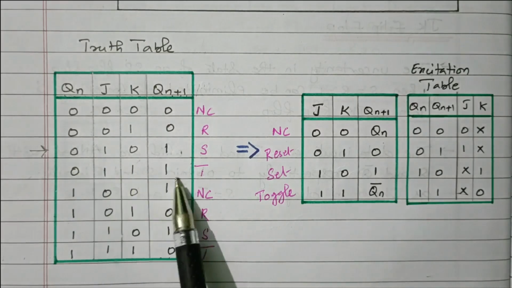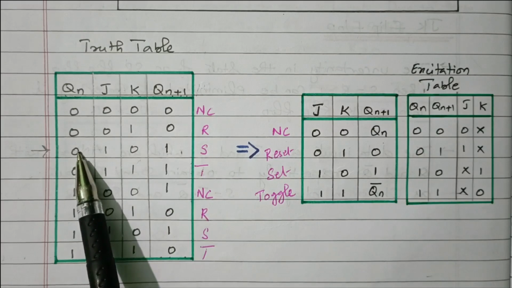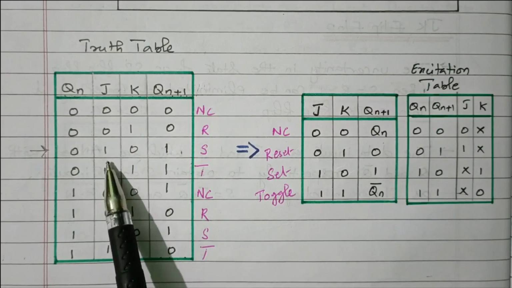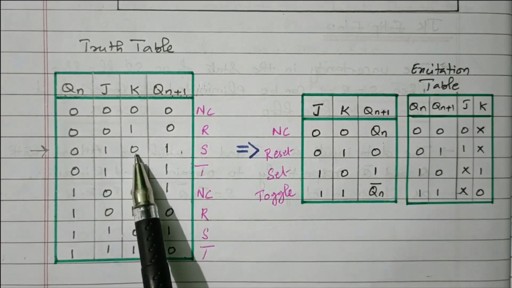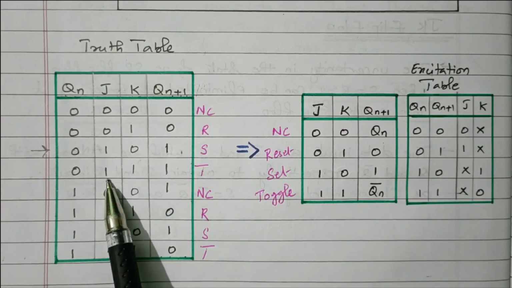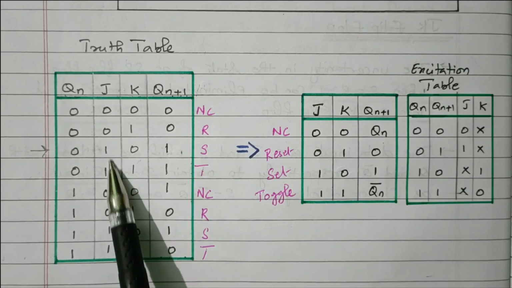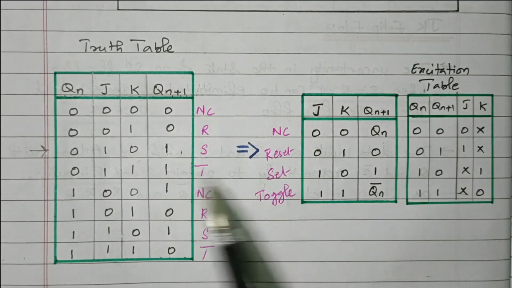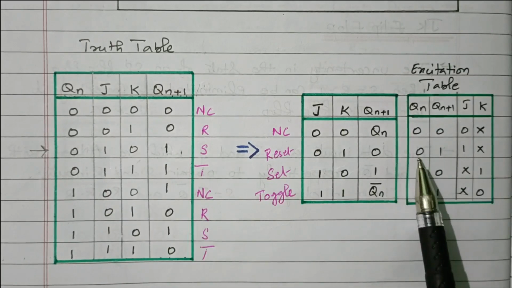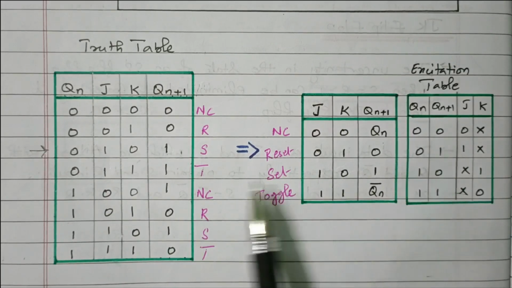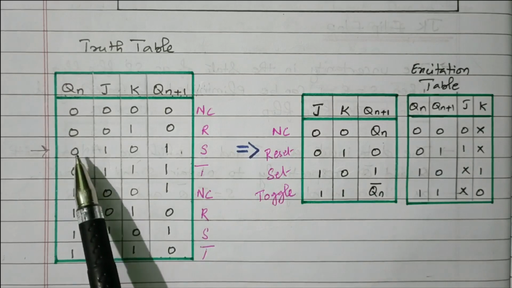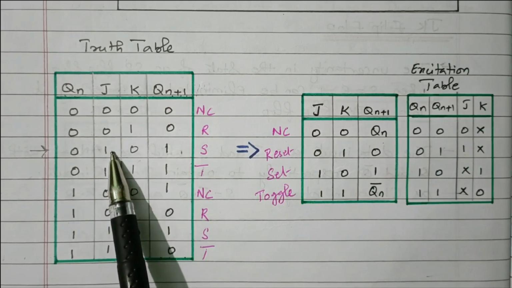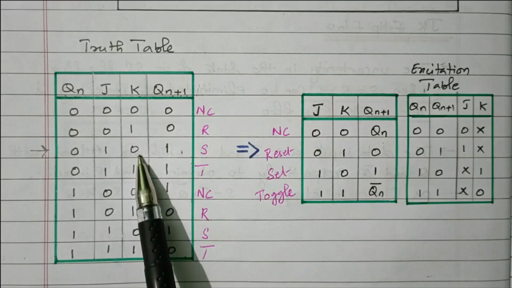0 to 1, 0 to 1, two cases are available. This is 0, this is 1. So these two combinations. In the first, J is 1, K is 0. In the second, J is 1, K is 1. So J is always 1 for both cases. J is 1, K may be 0 or 1, so it is X. Right. Qn is 0, Qn plus 1 is 1. These two cases change from 0 to 1. For these two, J is always 1 and K may be X.